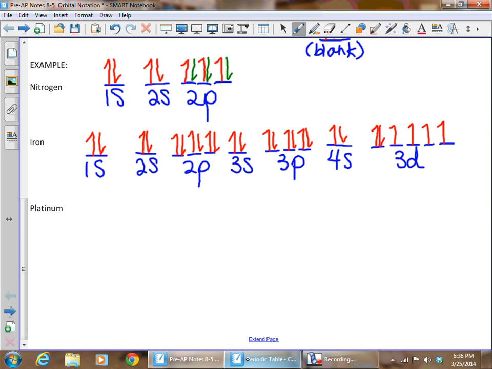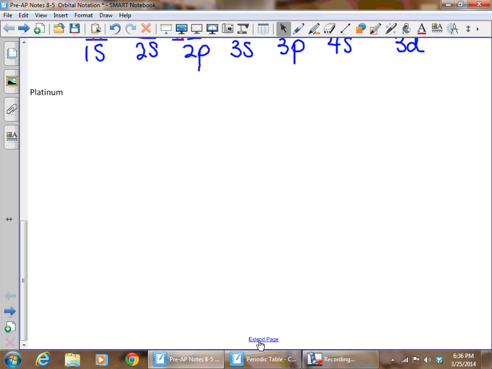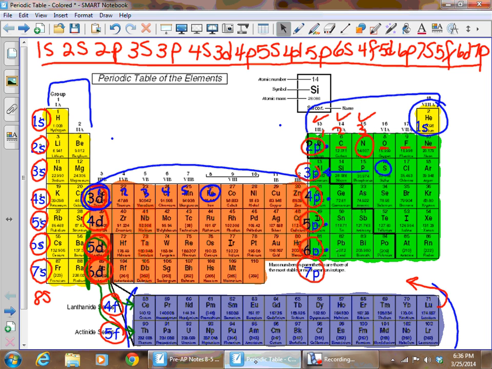Our final one is the most complex. It's the longest one. I'll be drawing a lot of arrows for this one. Platinum. So as we look at platinum on the periodic table, platinum is way down here, number 78. Platinum is a 5D atom, which means its last electrons are in that 5D sublevel. And notice it's 1, 2, 3, 4, 5, 6, 7. It's the 8th element over in that D block.